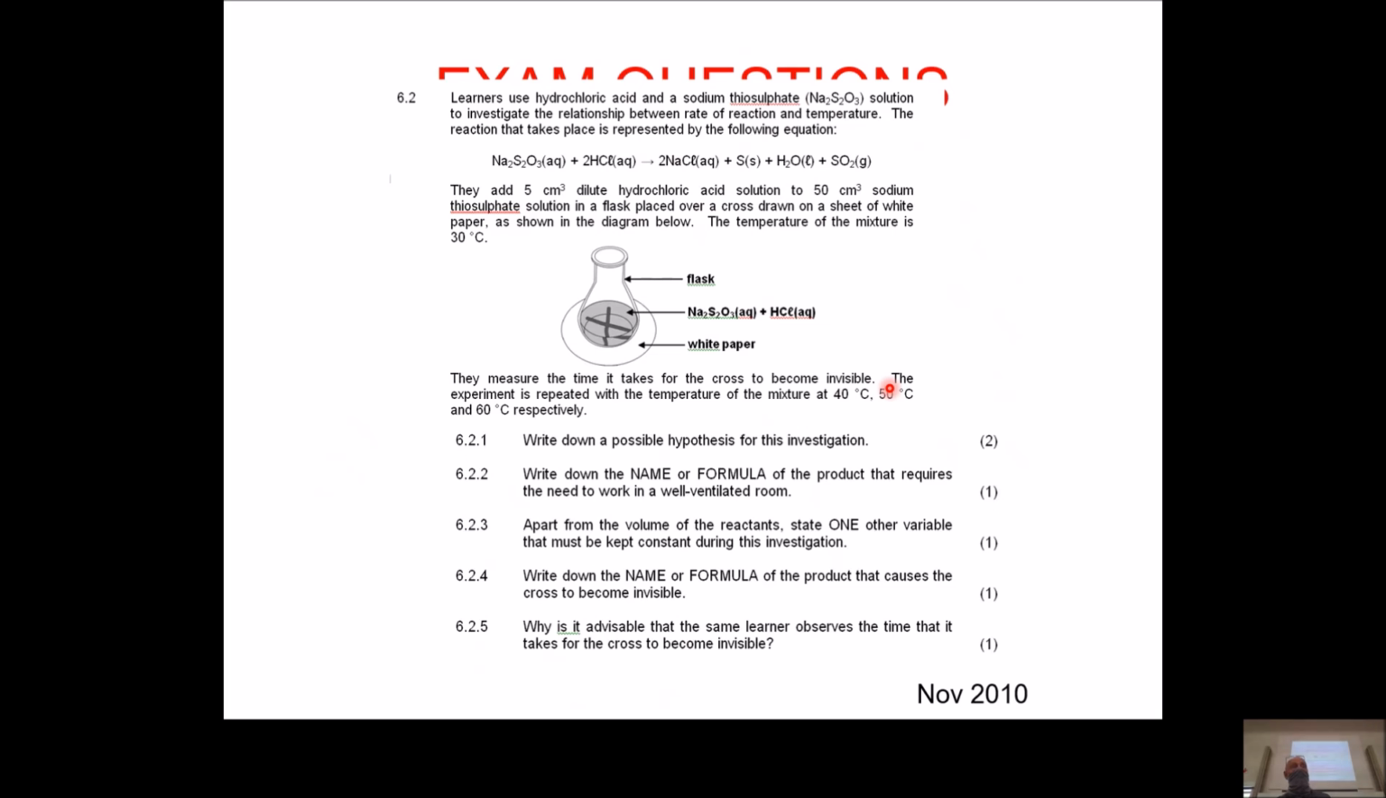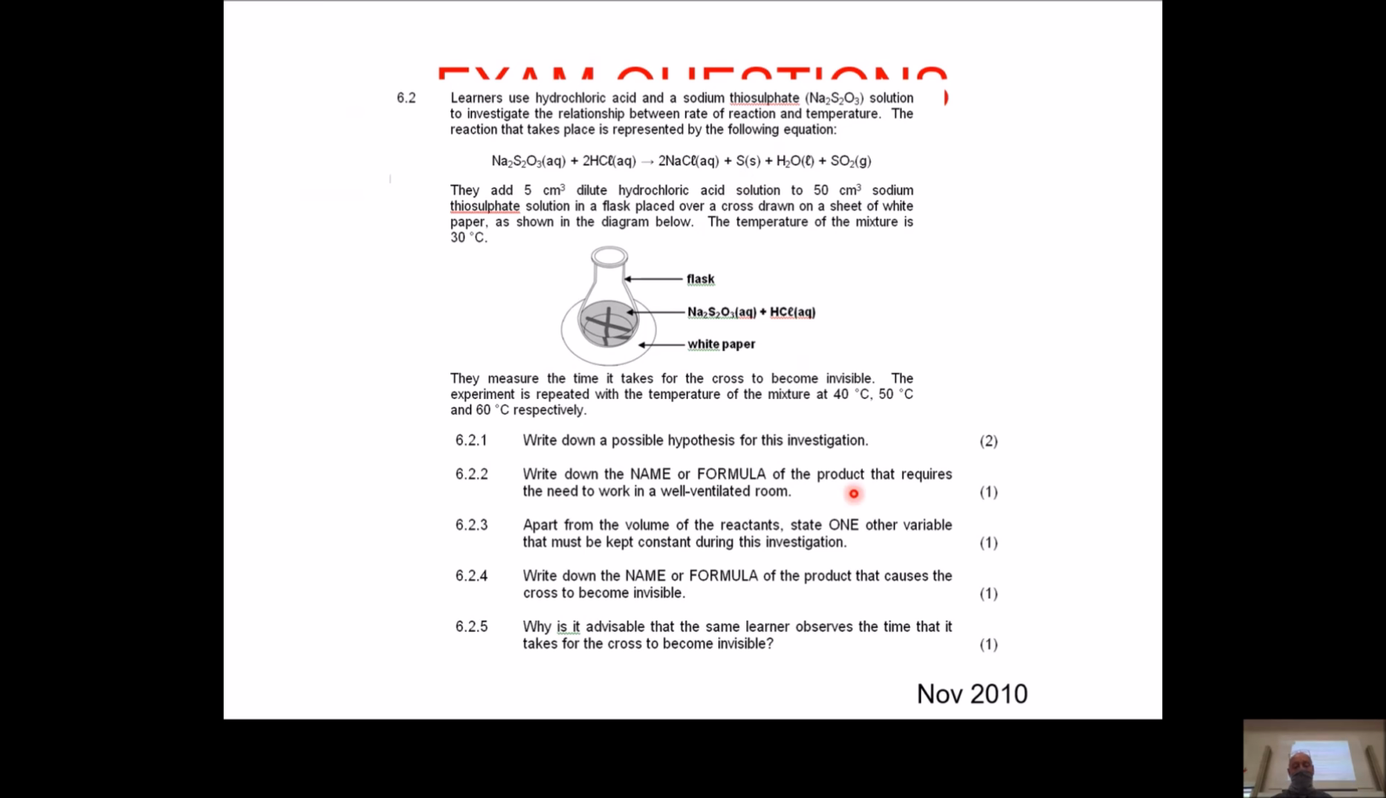We'll do it in class. And as soon as you can't see the cross anymore, then you stop the stopwatch, and that gives you an idea how fast the reaction is going. Then you heat up the solution and do it again. So they do it at 40 degrees, 50 degrees, and 60 degrees. Write down a possible hypothesis. Oh, that's easy. So go for it. Try those questions quick. 2, 4, 6 marks, 6 minutes.